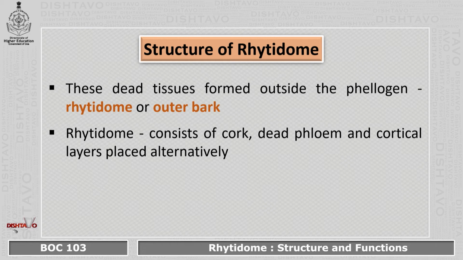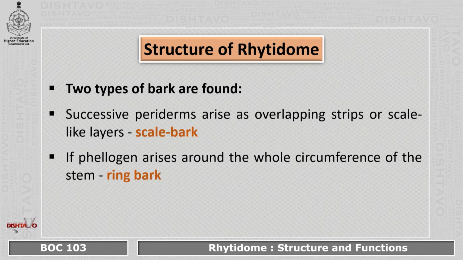Rhytidome or outer bark consists of cork, dead phloem, and cortical layers, which are placed alternately. In dicot trees, two types of barks are found: scale bark and ring bark. When successive periderms arise as overlapping strips or scale-like layers, it is called scale bark. If phellogen or cork cambium arises around the whole circumference of the stem in the form of concentric rings, it is called ring bark.